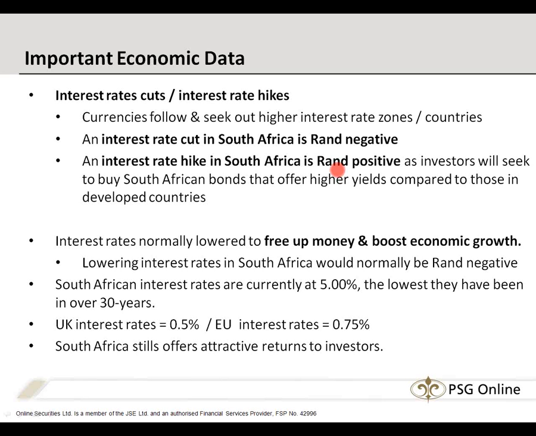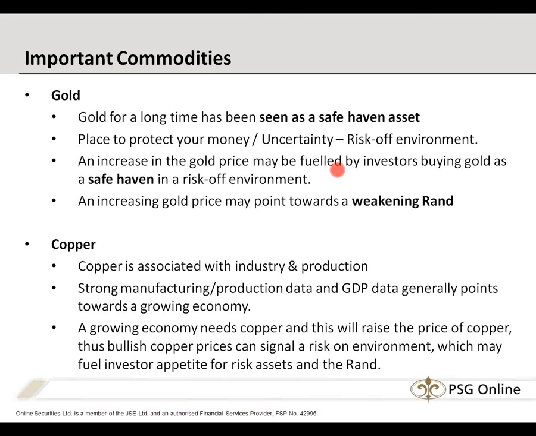Just to understand also our interest rates, okay? The South African interest rates, we're at 30-year lows. We're trading roughly about 5% on the repo. Okay, primary interest rates around about 7%. We're at 30-year lows. Compare that to the UK, where they're about 0.5%, and Europe, where they're at 0.75% of a percent. Okay, so we still offer a very attractive return to investors at these rates. So imagine if interest rates had to go up to 5.5% or 6%, our rand will get stronger. Maybe that's what we need.